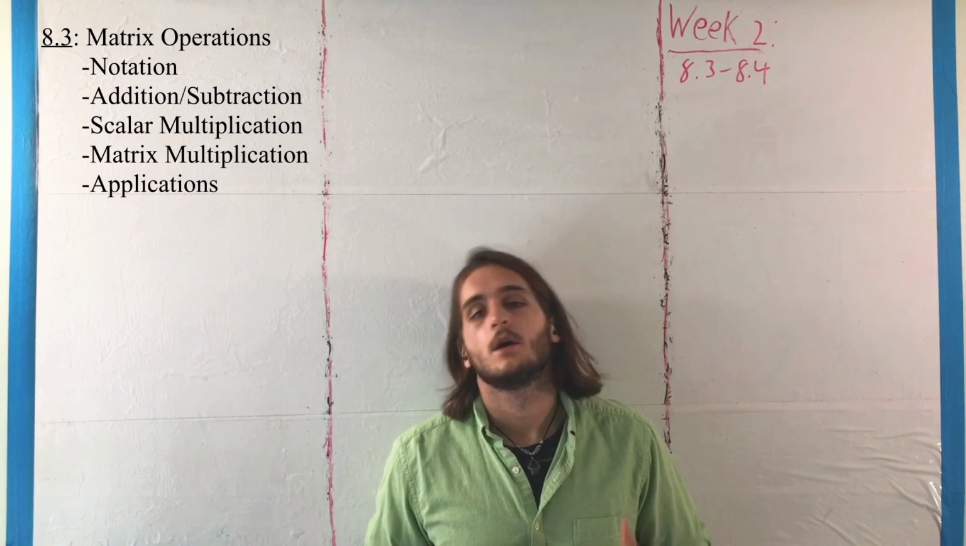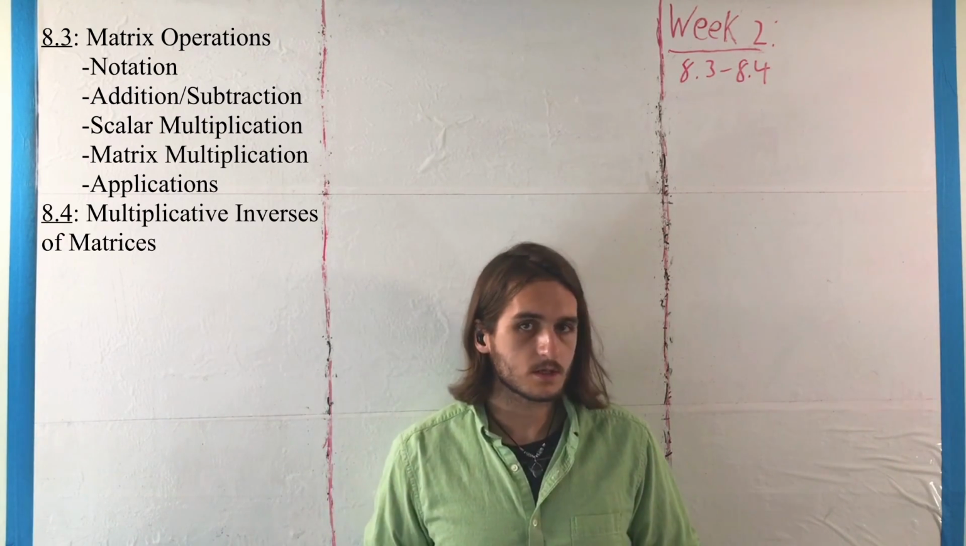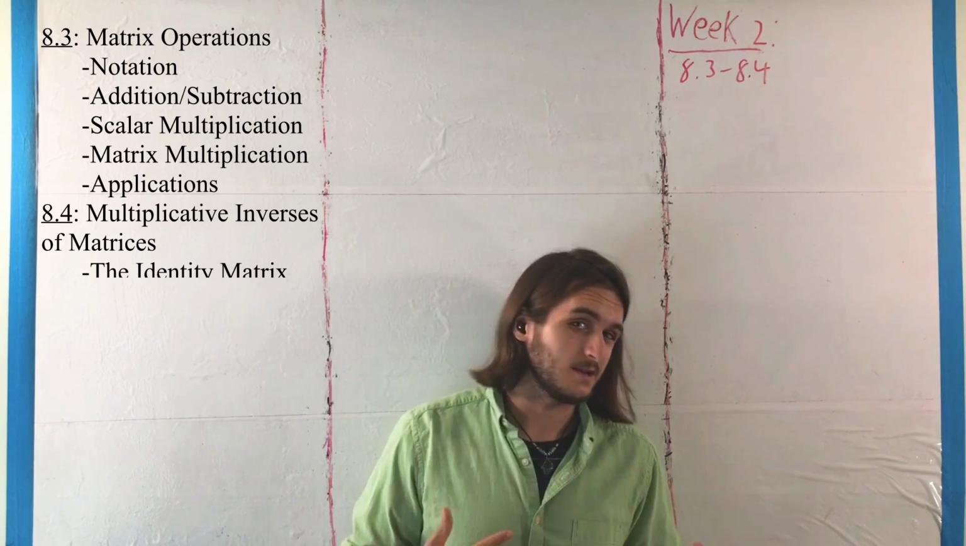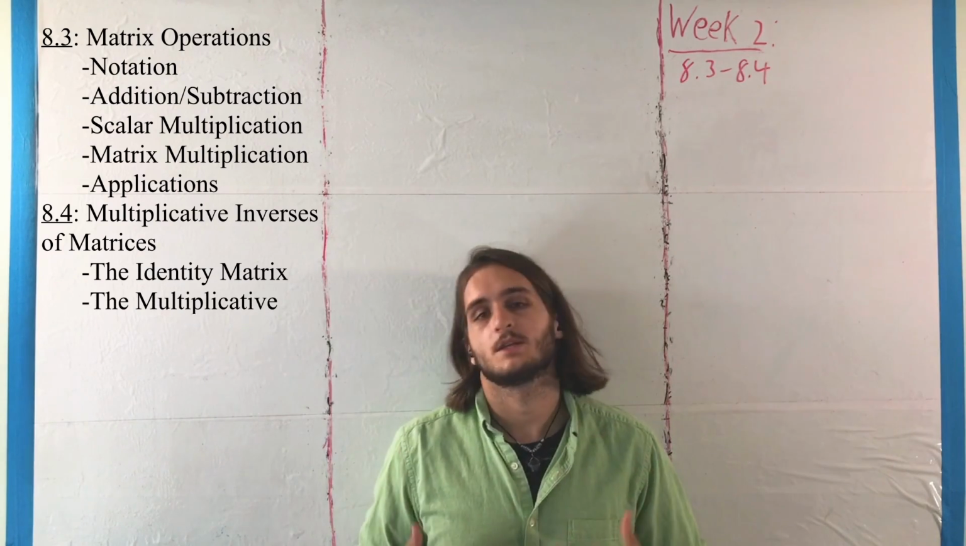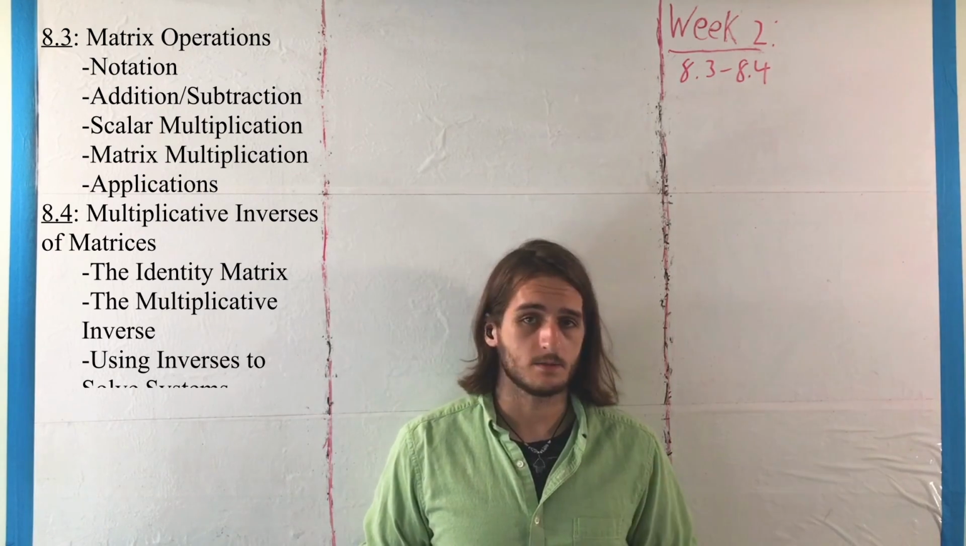And then in 8.4, we're going to extend the idea of matrix multiplication to talk about matrix inverses. So things like the identity matrix, then how we can get an inverse, as well as how we can use inverses in particular to solve systems of equations.